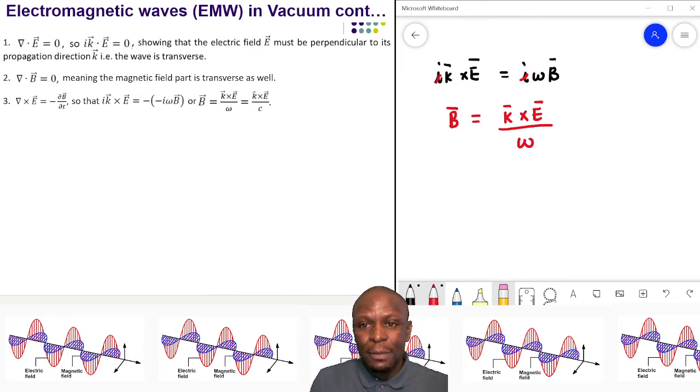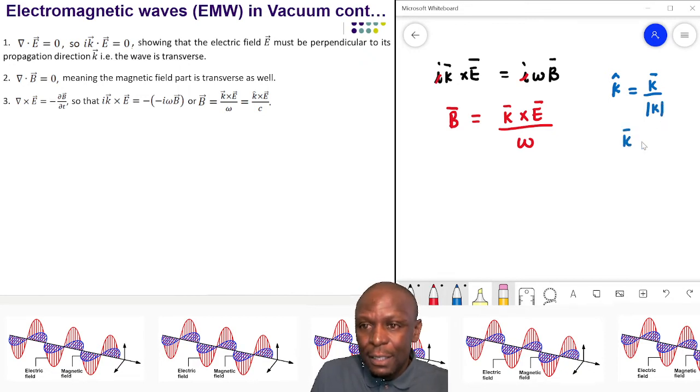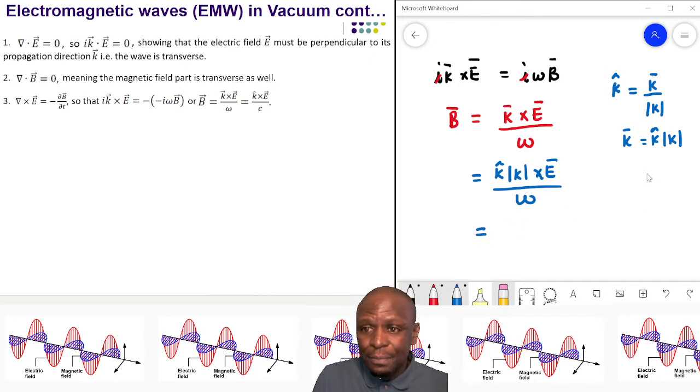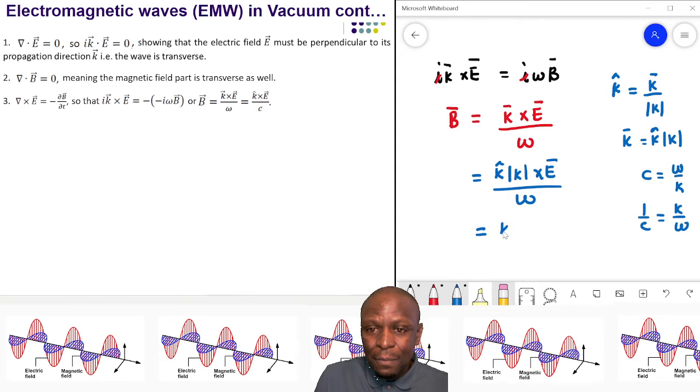divided by omega. And what I also want to remind you is that the definition of a unit vector is nothing else but the k vector divided by the magnitude of that k vector. As a result, the k vector can be written as the unit vector times the magnitude of k. Right, in that case, whenever I see the k vector, I'm going to write the unit vector times the magnitude of k, cross E, divided by omega. I know that c is equal to omega over k, therefore 1 over c is just k over omega. So as a result, this equation is given by the unit vector k cross E divided by c, which is nothing else but that equation here.